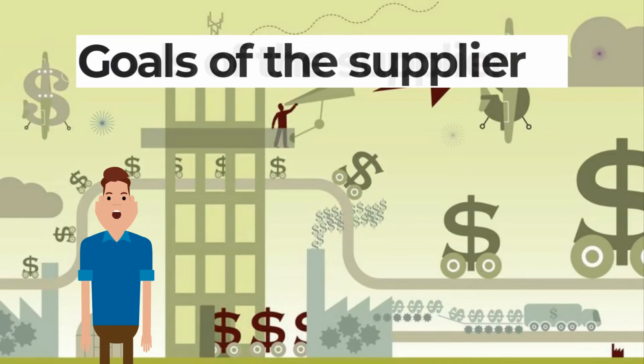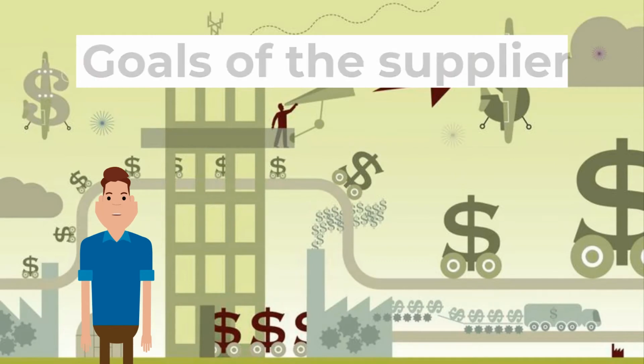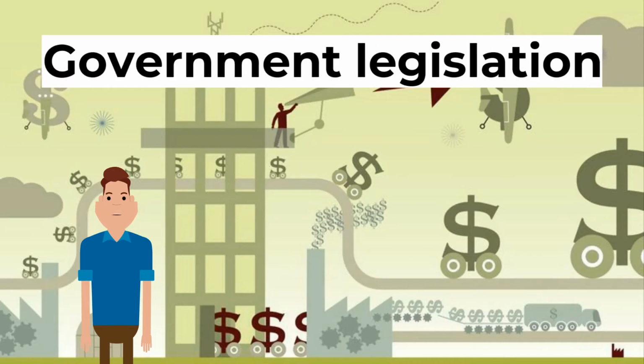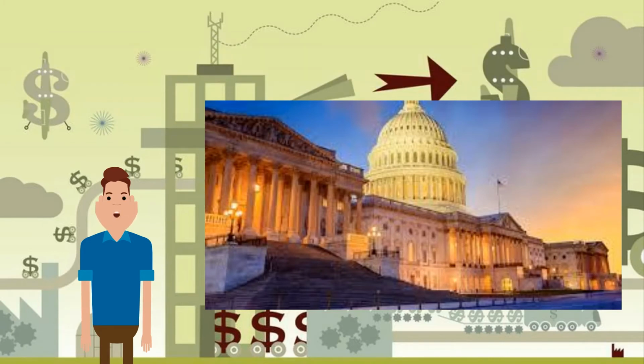5. Goals of the supplier. If a supplier is motivated by helping society and providing a service, they may increase supply even when that doesn't provide extra profit. 6. Government legislation. If the government passes laws that mean more cars have to have catalytic converters, the supply of cars with catalytic converters will increase. High levels of regulation may increase costs and so decrease supply.